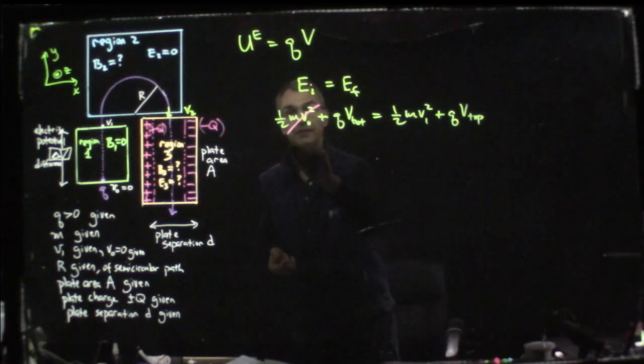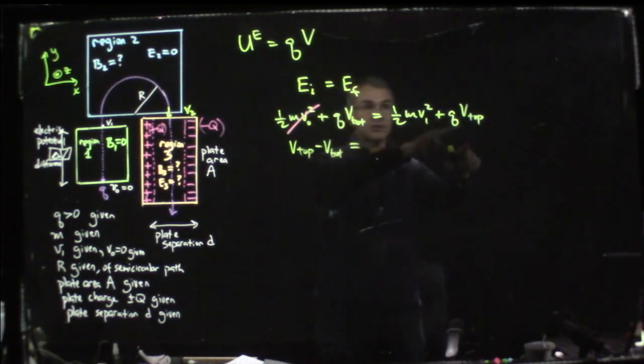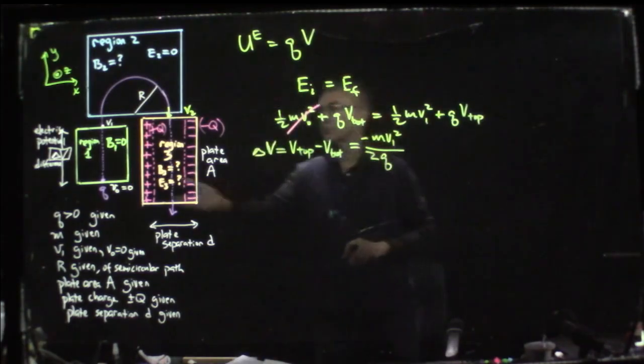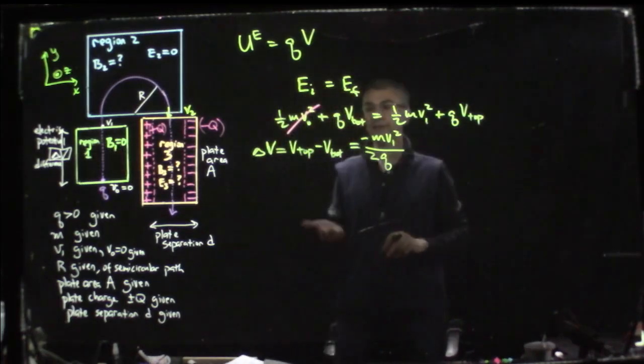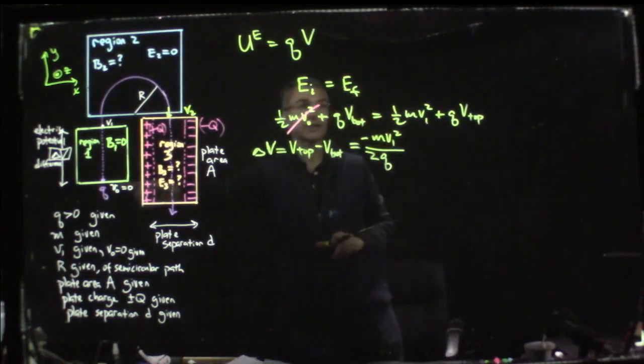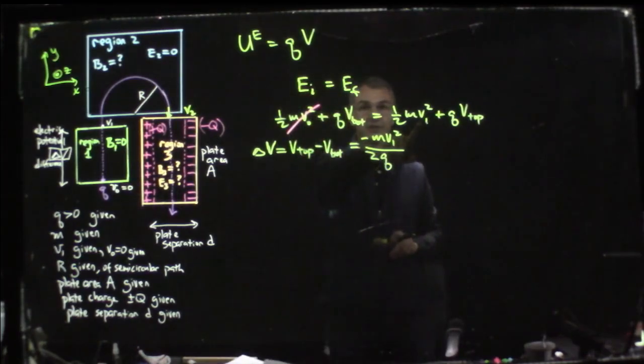So I can say V top minus V bottom equals, this comes over here with a minus sign, this goes over here with a minus sign, so this is m v1 squared with the minus sign divided by 2q. So this is delta V. You could choose your own sign convention for delta V, but then the question is which side is at the higher potential. So I think the bottom has to be at the higher potential so that you get a positive kinetic energy here at the end.